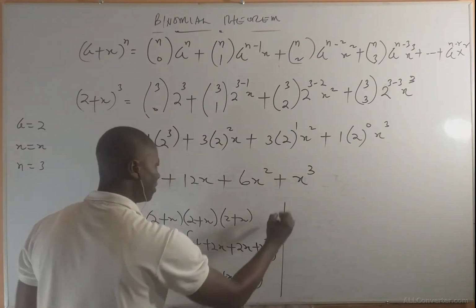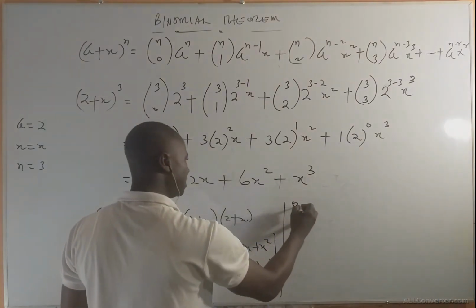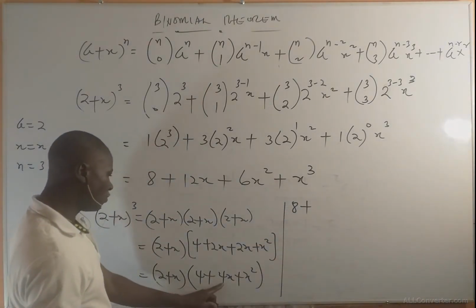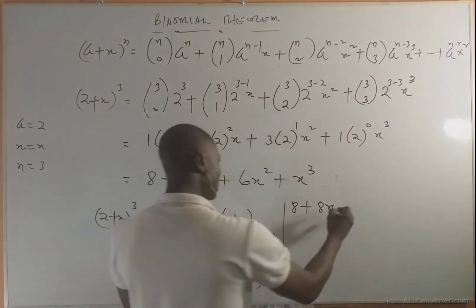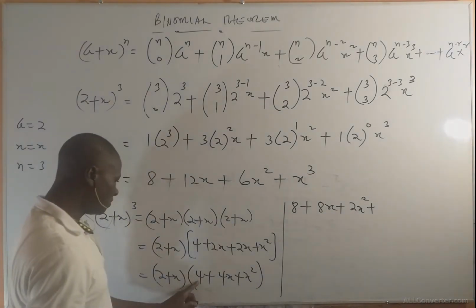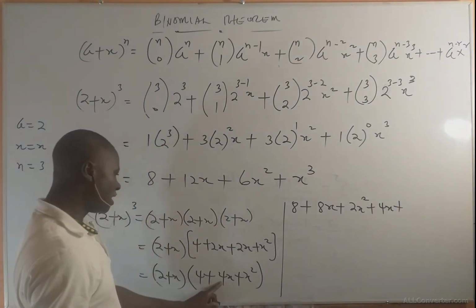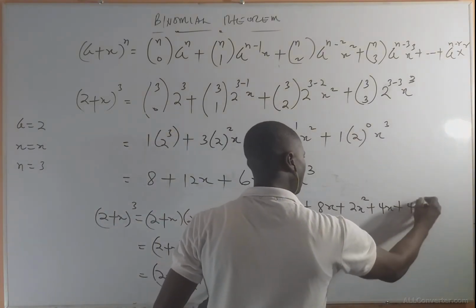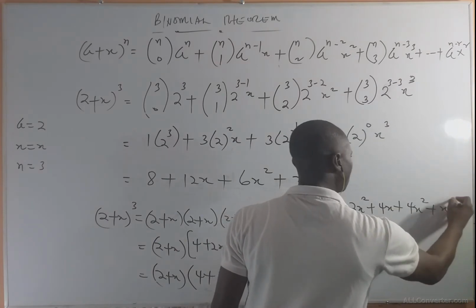Then let us now expand. So 2 will now multiply 4, and that will give us 8. Then 2 will multiply 4x, and that will give us 8x. Then 2 will multiply x squared, and that will give us 2x squared. Then x will multiply 4, and that will give us 4x. Then x will multiply 4x, and that will give us 4x squared. Then x will multiply x squared, and that will give us x cubed.